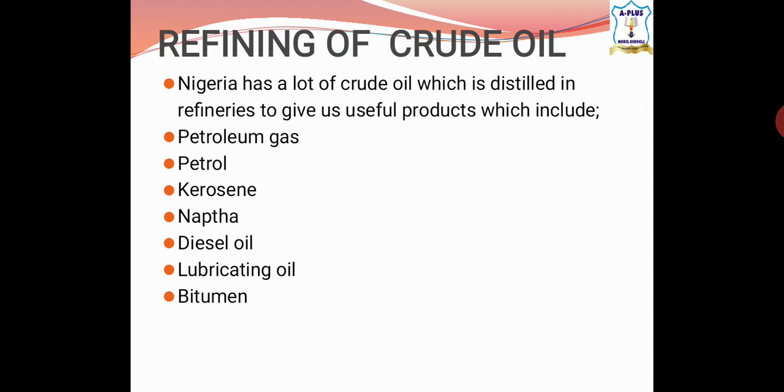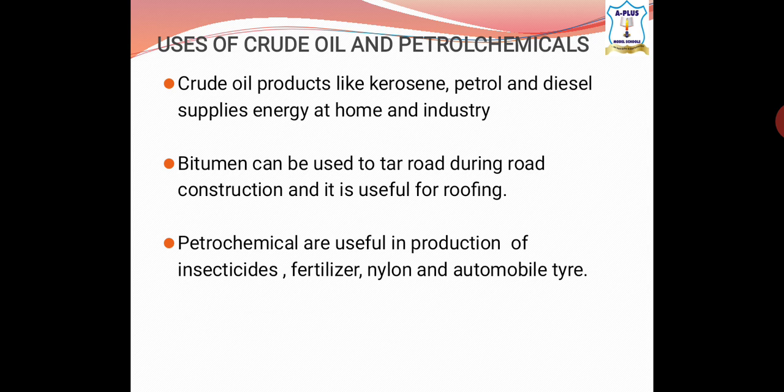Now, Nigeria has a lot of crude oil which is distilled in refineries to give us useful products. These are the products that are distilled in the refinery: we have petroleum gas, petrol, kerosene, naphtha, diesel oil, lubricating oil, and bitumen. All these are products of crude oil.